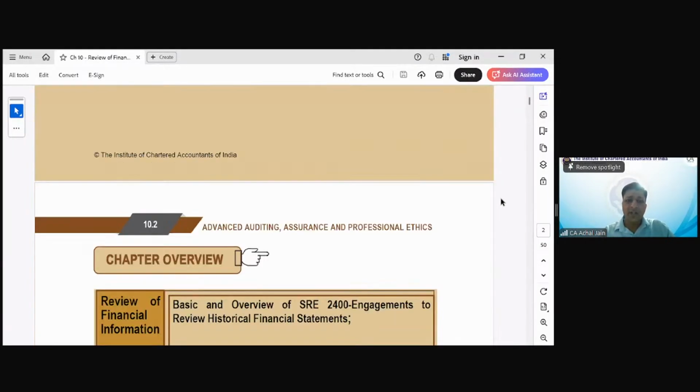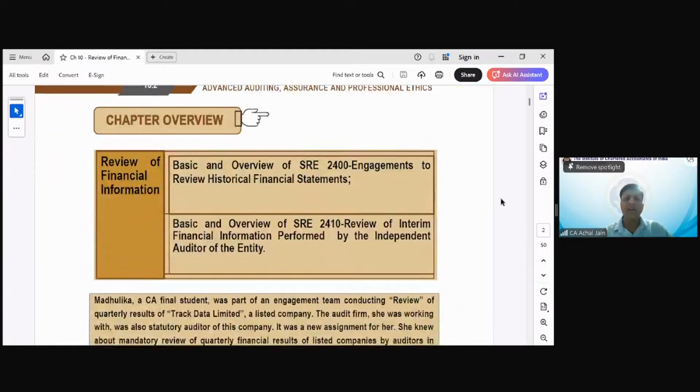So let's try to understand what it is that we are required to look into as far as the auditing standards are concerned. So this chapter covers two auditing standards. In fact, you can call them review standards also, largely in line with quality control and quality engagement standards. SRE 2400, SRE 2410. Okay, so these are the two.